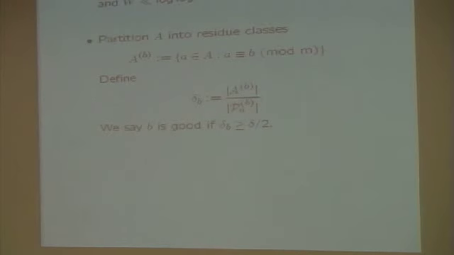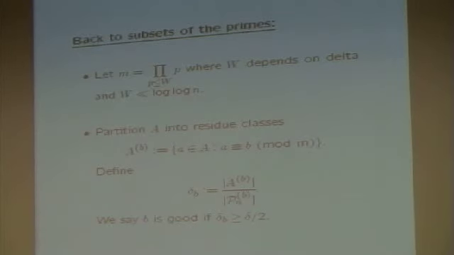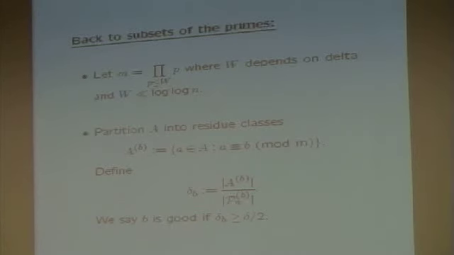Okay, but what happens in the primes? For the primes, we take M to be the product of small primes. This is what Green and Tao refer to as the W trick. W is bounded by log n, and it depends on delta, which was fixed at the beginning. Then we partition A into residue classes modulo M.